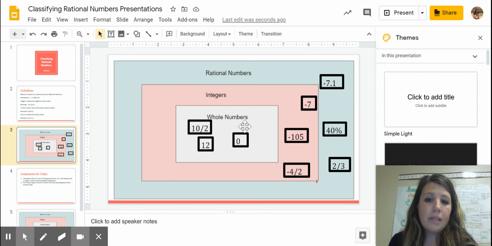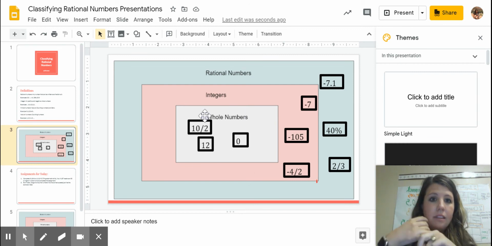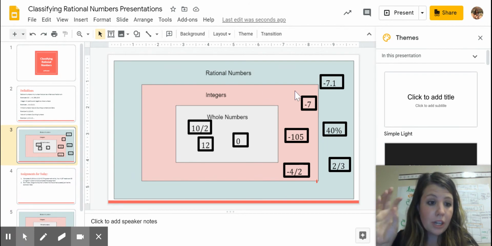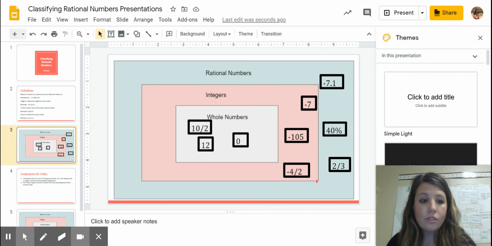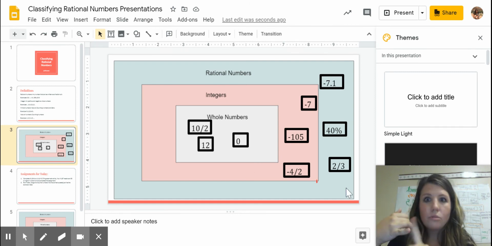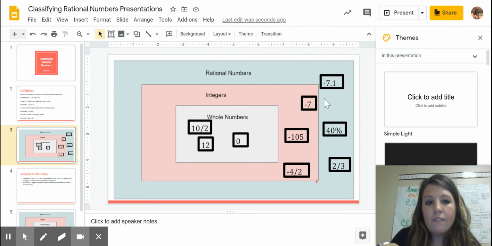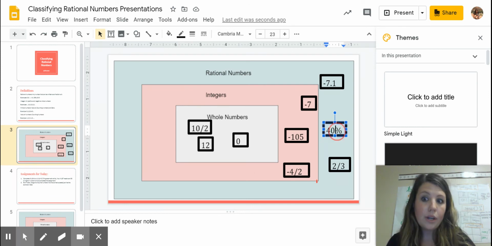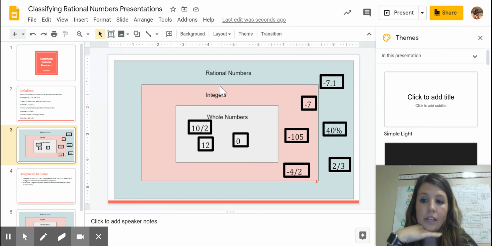Okay, so the important key takeaways: your whole numbers are anything you count with, 1, 2, 3, 4, 5, that goes in there. What gets classified into just the integer subset will be your negative whole numbers, so -1, -2, -3, -4, -5, and so on. And then your rational numbers are essentially everything else. So your fractions, 1/2, 2/3, and then your decimals, so 0.4, 0.5, -7.1, any of those. And then your percentages that aren't whole numbers. So 40% is 0.4, so it would go in the rational numbers section.